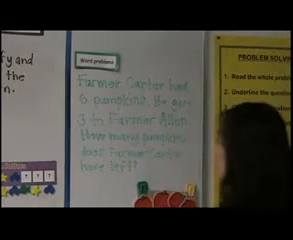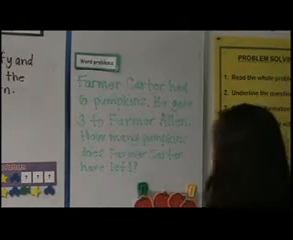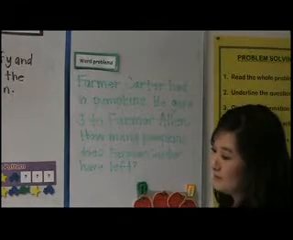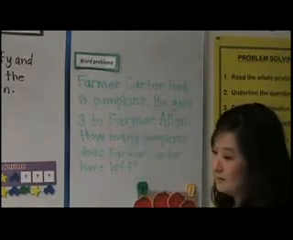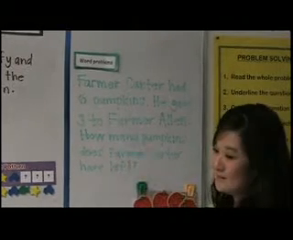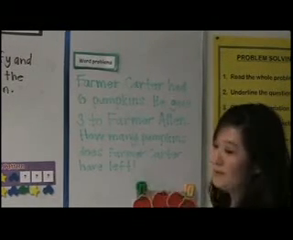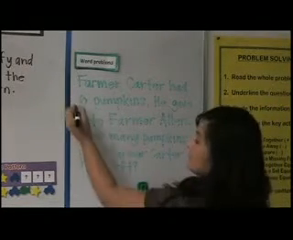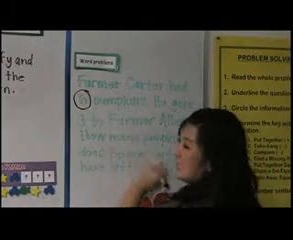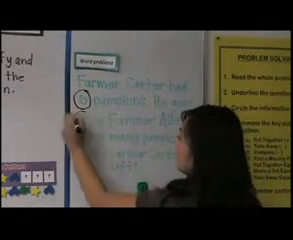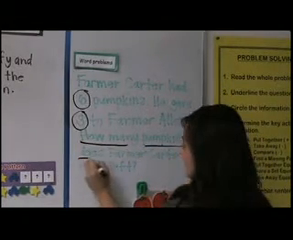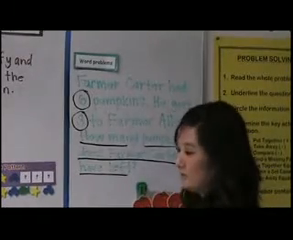Word problem. Farmer Carter had 6 pumpkins. He gave 3 to Farmer Allen. How many pumpkins does Farmer Carter have? All right. So how many pumpkins did Farmer Carter have? 6. And how many did he give away to Farmer Allen? 3. The question is, how many pumpkins does Farmer Carter have left?